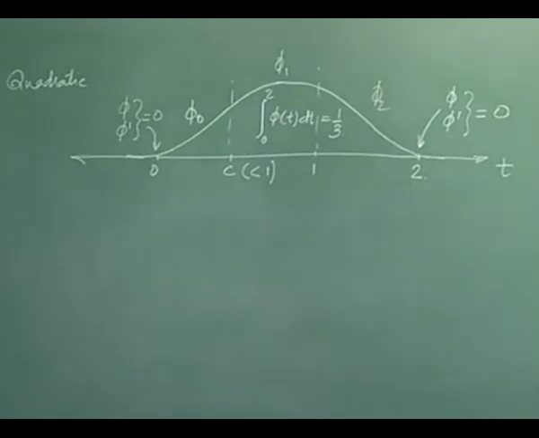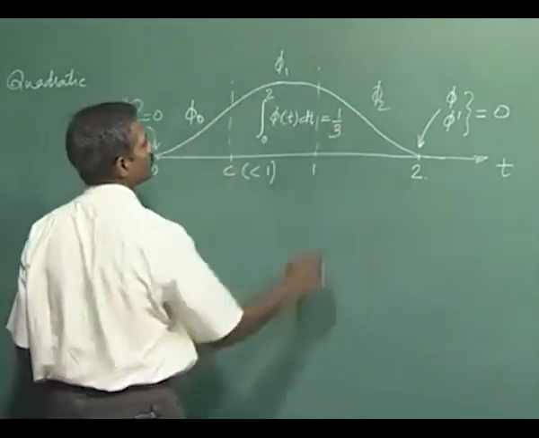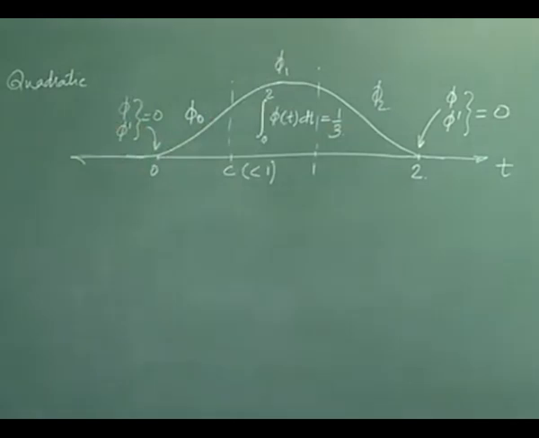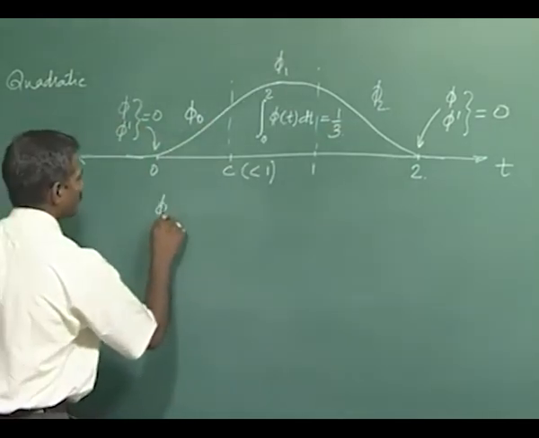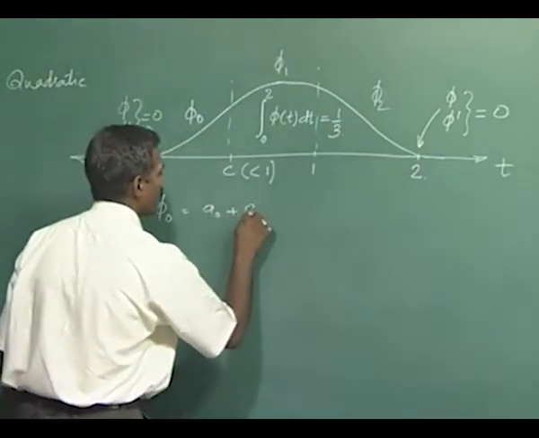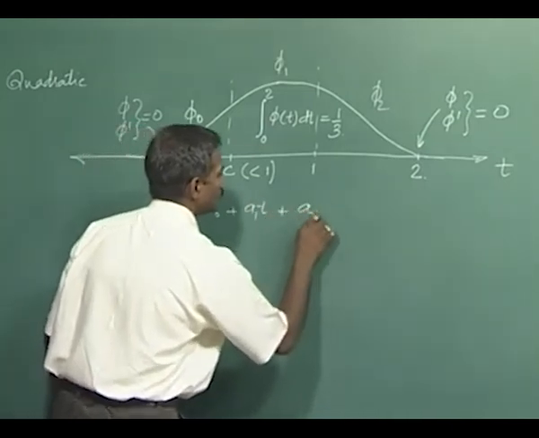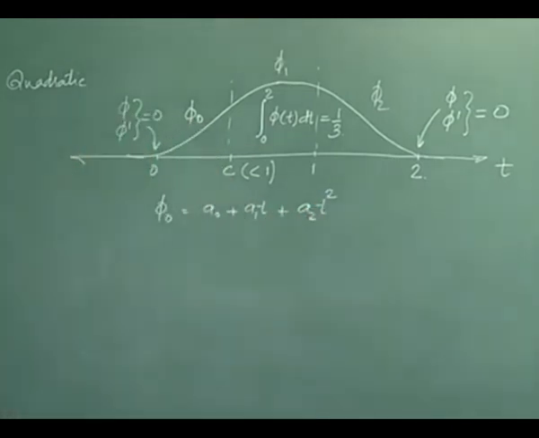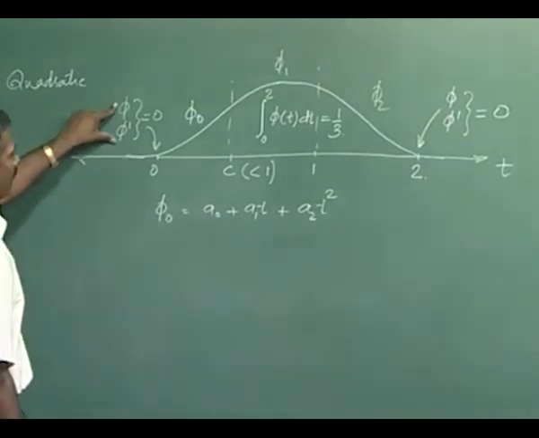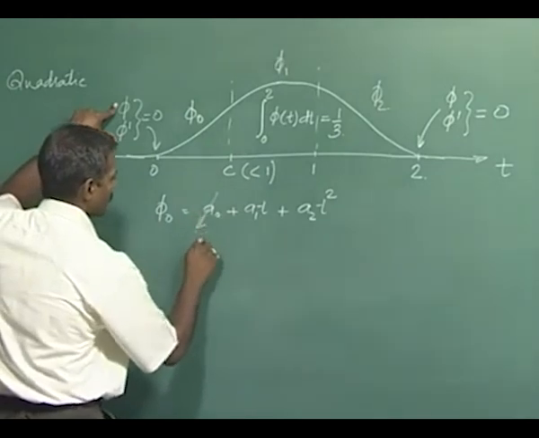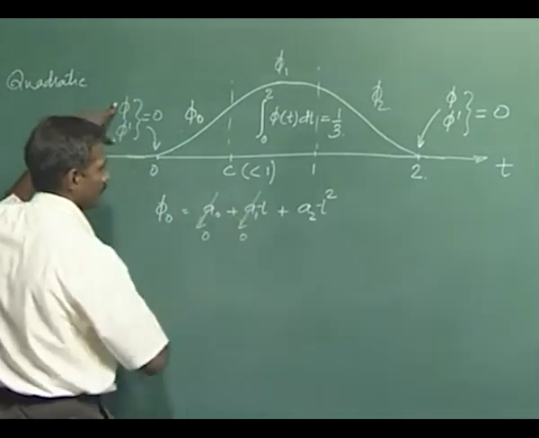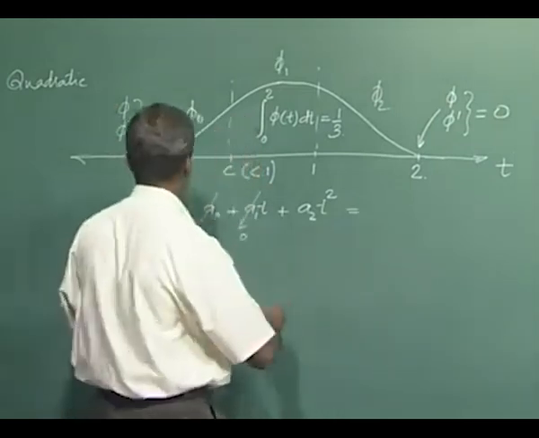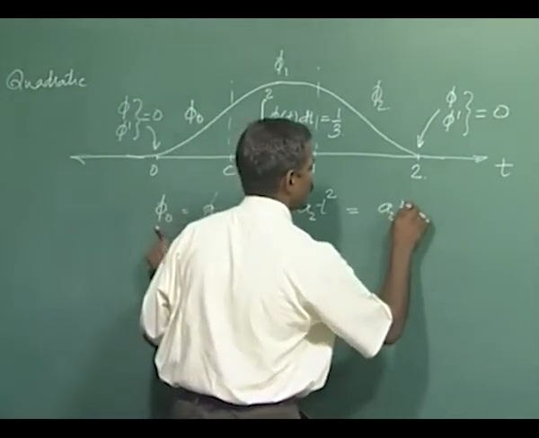Let's start constructing phi 0, phi 1, and phi 2. First, phi 0. I'll write phi 0 as a0 plus a1 t plus a2 t squared. I'll be skipping some steps here. So these two conditions will imply that a0 is 0 and a1 is 0. So phi 0 will be a2 t squared.